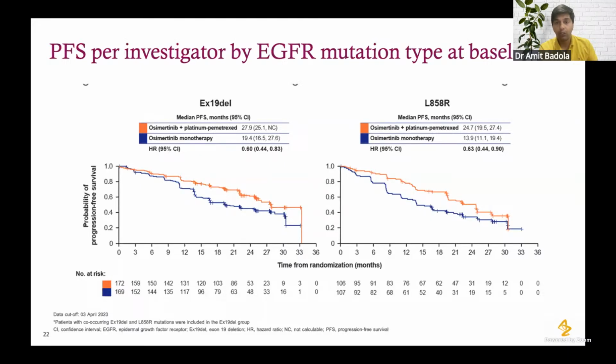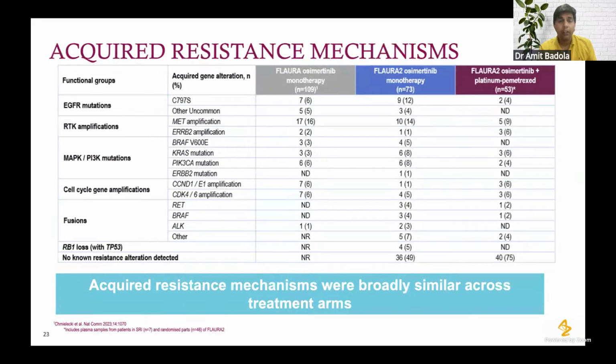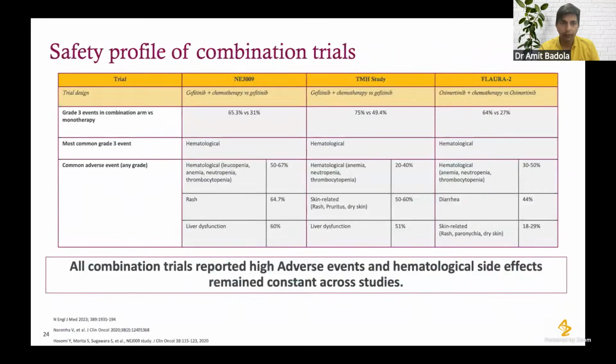In FLAURA, we saw that the benefit was slightly less in L858R, but with adding chemotherapy, the benefit was equal in both mutations. If we see the mechanism of resistance with chemo plus osimertinib, it is almost the same as giving osimertinib alone. Whether it is an EGFR mutation like C797S, or MET amplification or other amplification, it is almost the same in both arms.